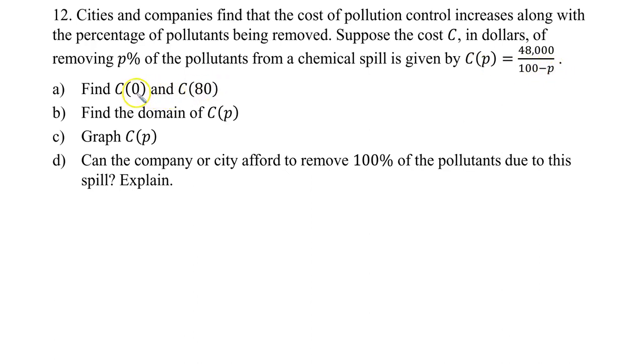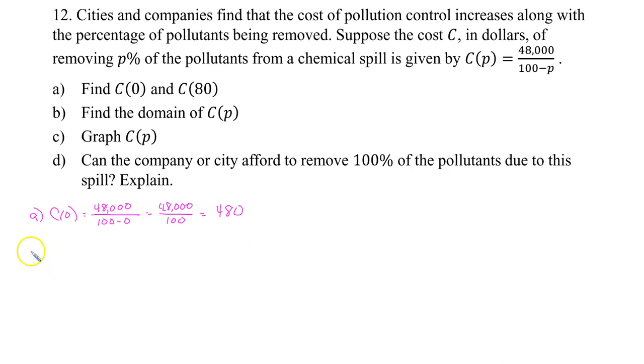So the first thing we're going to look at is to find these two values, C of 0 and C of 80. We're simply plugging in; these are what I call plug and chug problems. So C of 0 means that I'm going to plug 0 in for our value of P. So I have 48,000 over 100 minus 0, or 48,000 divided by 100. Nice thing about dividing by 100 is my zeros cancel out, and I get 480. All right, so this is C of 0. We're going to talk about what that means.